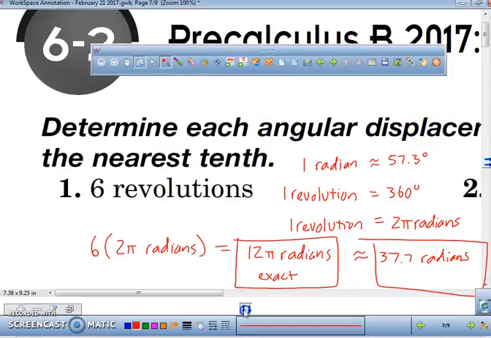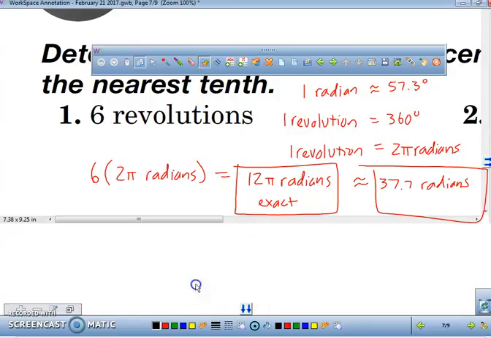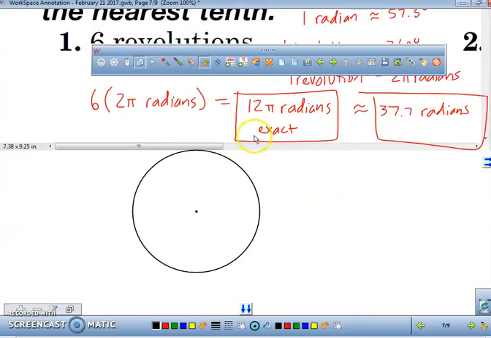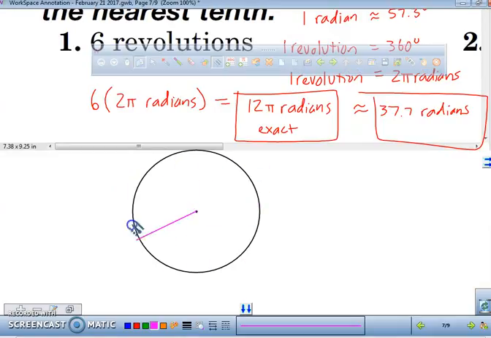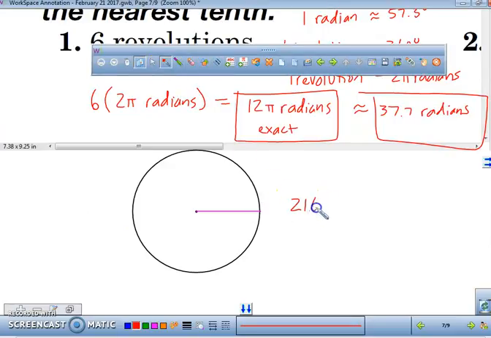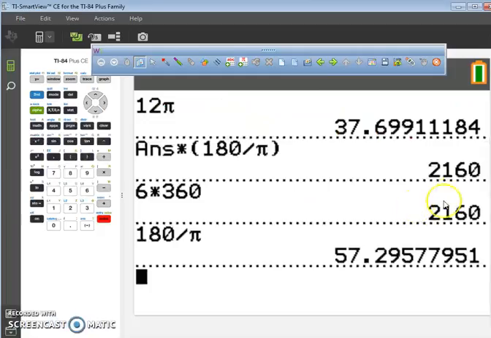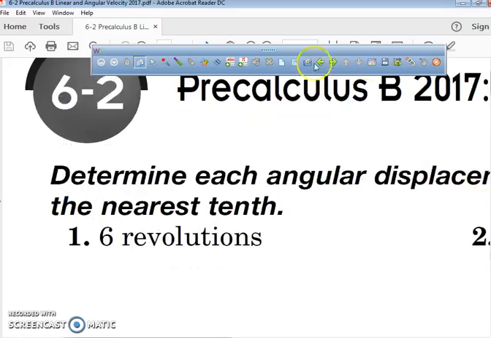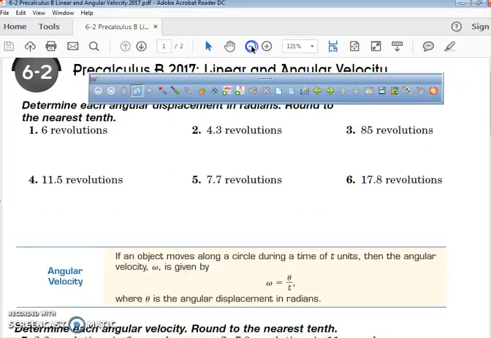Okay? So think of it this way. In a circle, if I were to do 6 rotations, right? 1, 2, 3, 4, 5, 6. How many degrees did I travel? I traveled 2,160 degrees, but if I would convert that to radians, that's 37.7 radians. That's your angular displacement. So that's the first part. That's pretty easy on the first 6 problems.